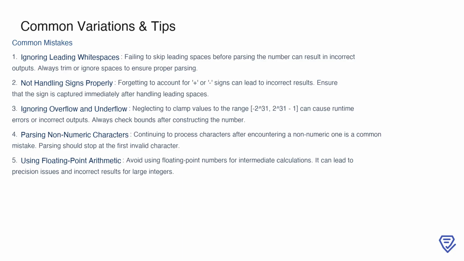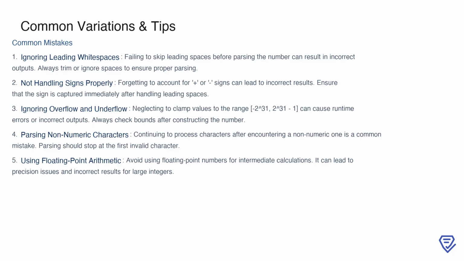When working on the string-to-integer problem, there are several common mistakes to be aware of. First, ignoring leading whitespaces in the input string can lead to incorrect parsing. It's essential to skip these spaces before interpreting the number. Another frequent issue is not handling signs properly. Both the plus and dash signs must be accounted for, and they should be processed immediately after leading spaces.